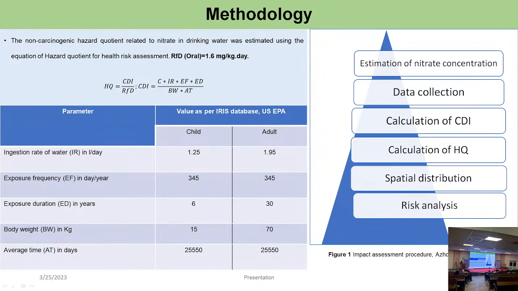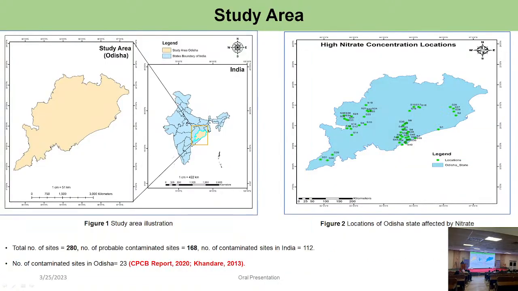So this is the formula. HQ is equal to CDI by RfD. Here RfD means reference dose, that we get from the United States Environmental Protection Agency. CDI is calculated from C, the nitrate concentration. Then IR is the ingestion rate. Then EF is the exposure frequency. Then ED is the exposure duration. And BW is the body weight. Then AT is the average time. So these are the input parameters.